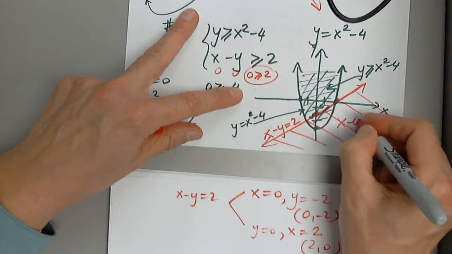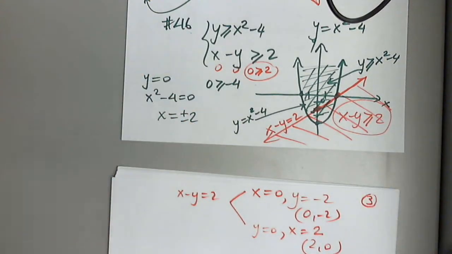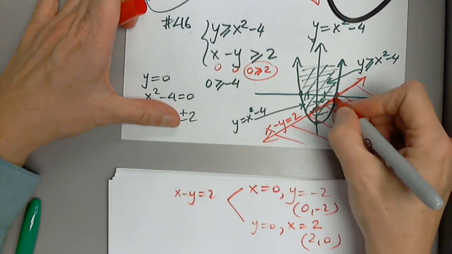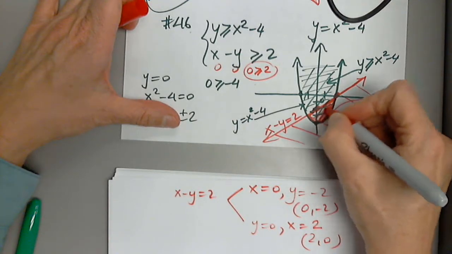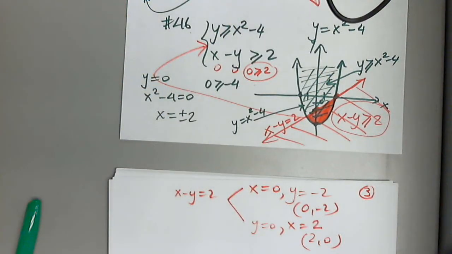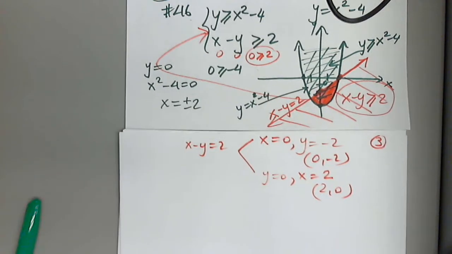So this is x minus y greater than or equal to 2. Please do not write this on the equation, because it's not the equation. Okay, so I don't want green, I don't want red. I want both. So then this line, this curve, and everything in between. And that is both at the same time. Any questions?